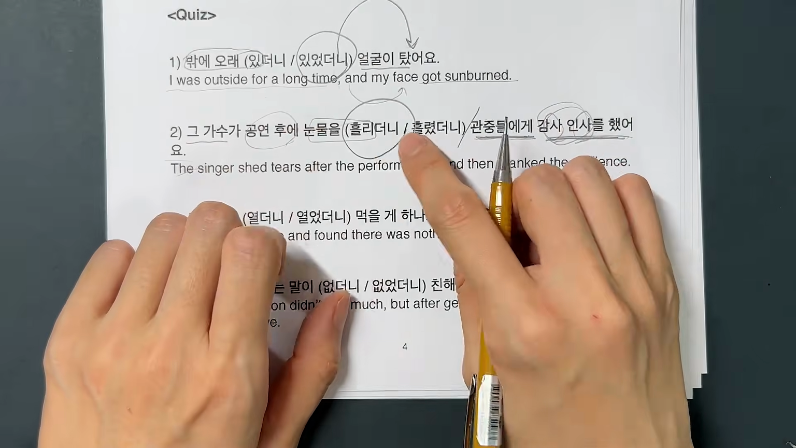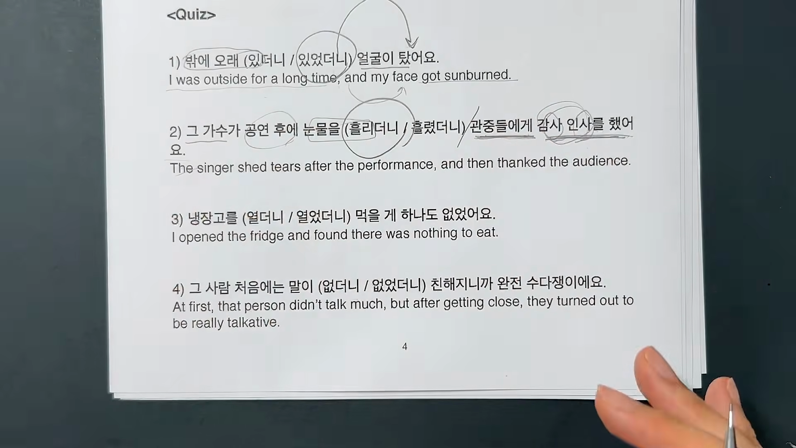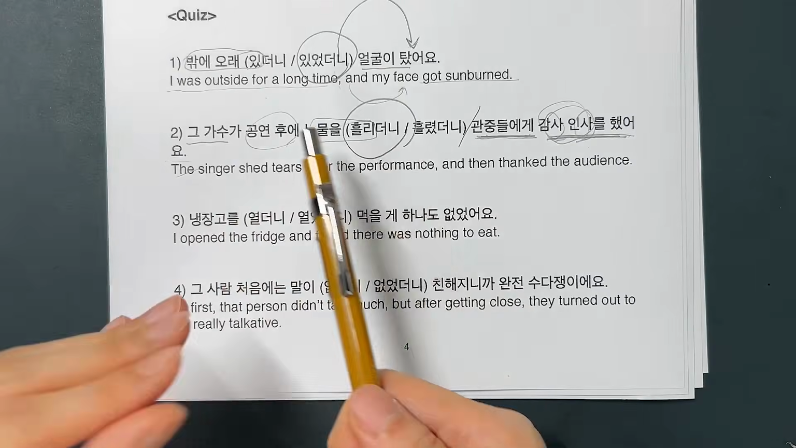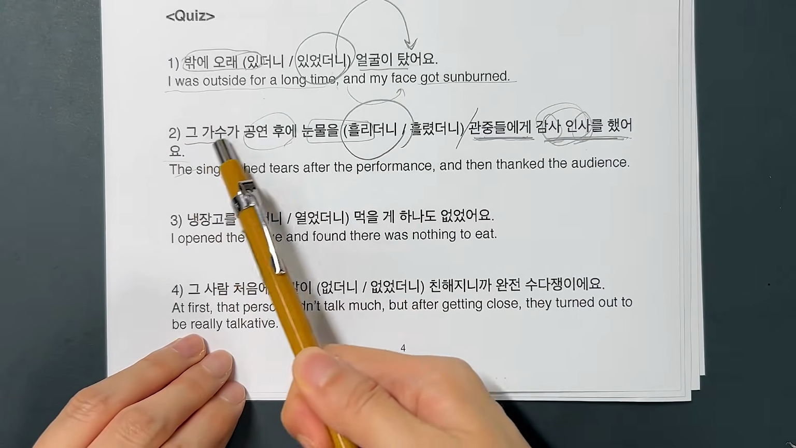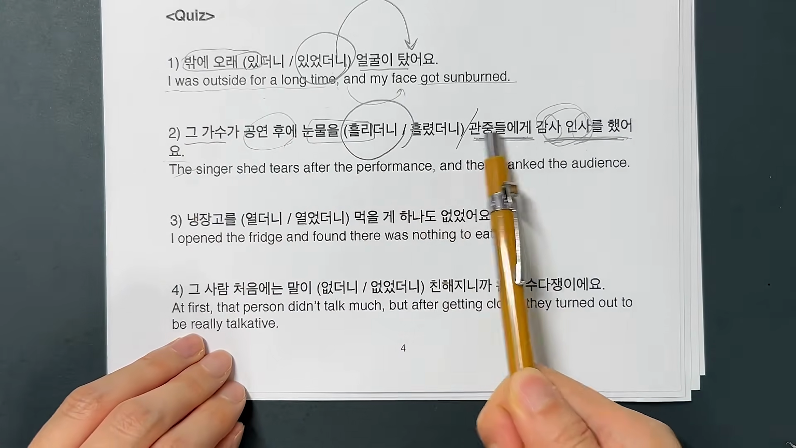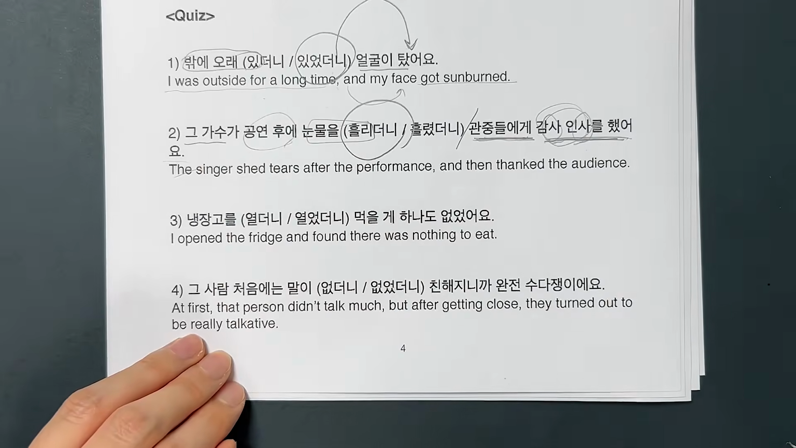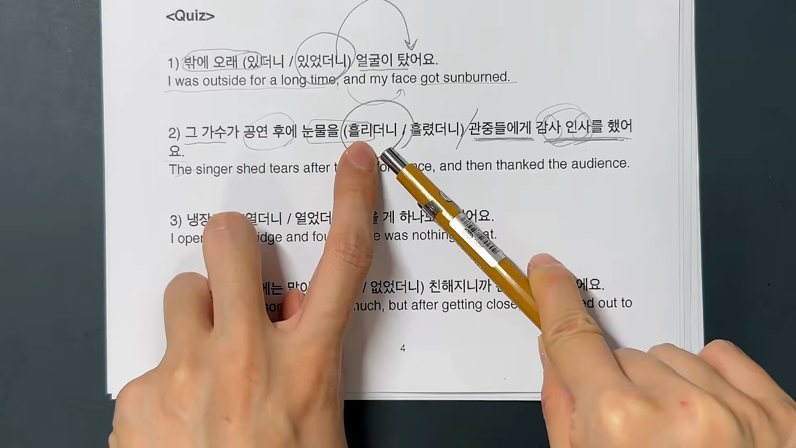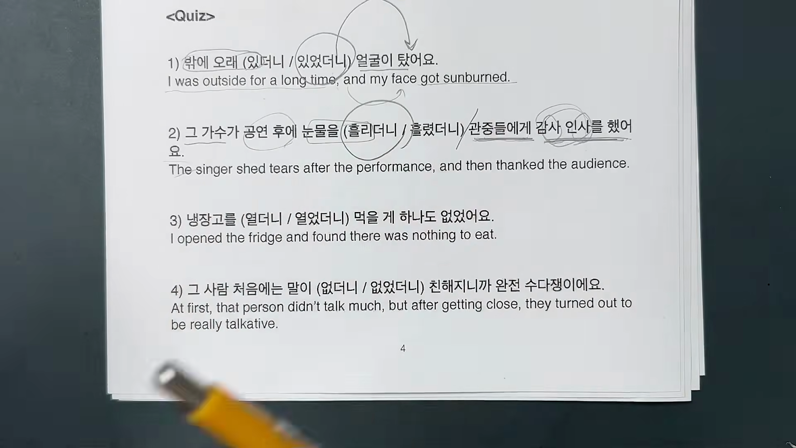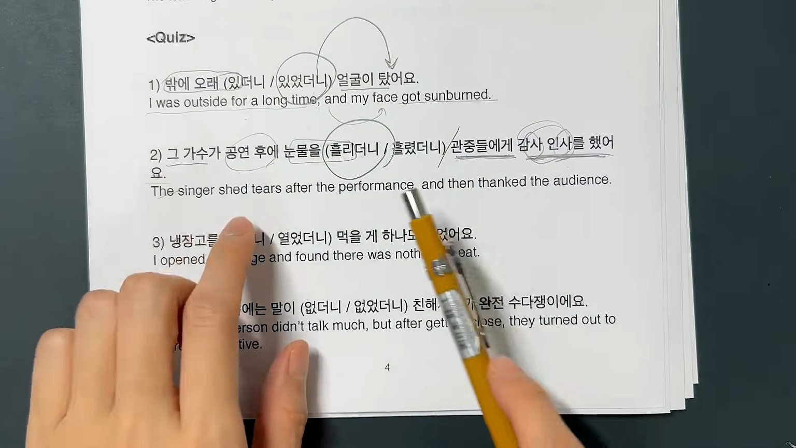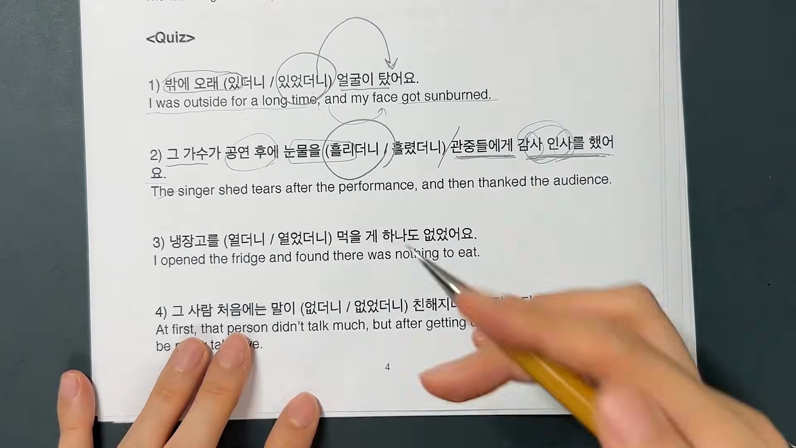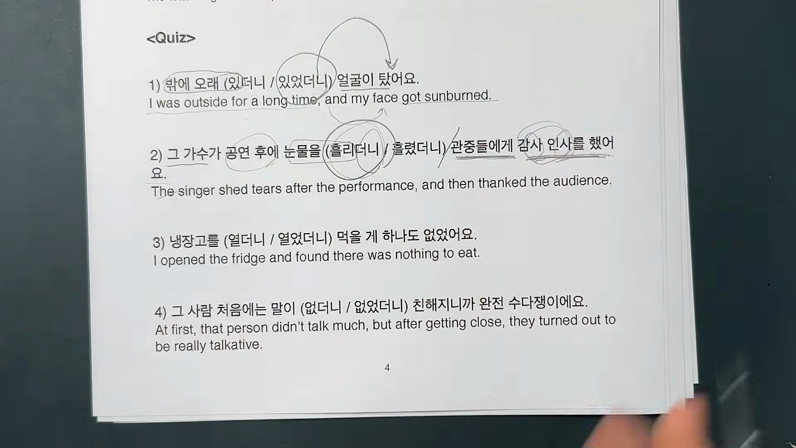In this case, using 더니 to connect these two clauses would sound most natural because 더니 is used when you observe someone else doing something, and then you describe what happened next, right? So in this case, the singer shed tears. This is something you observed, and then thanked the audience. So since you're connecting two actions by the same third person observed by the speaker, 더니 sounds most natural.